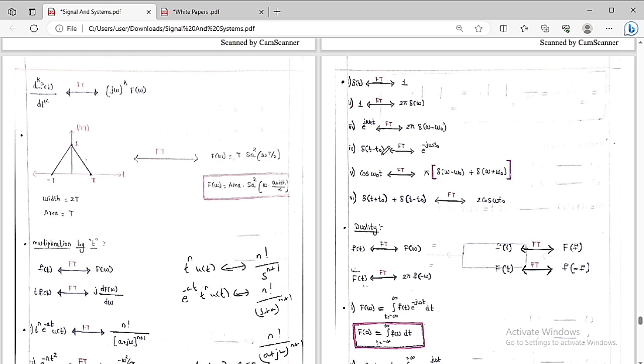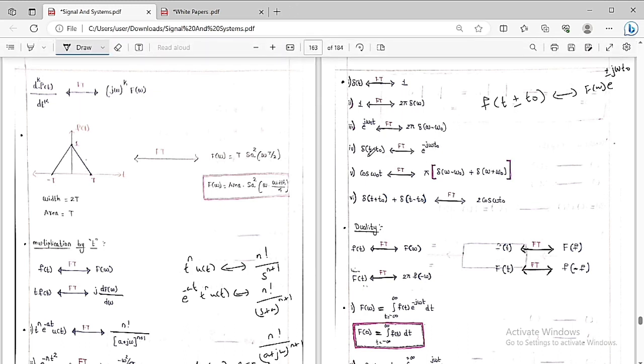And delta of t minus t naught, this we have discussed, right? Time shifting. Here, what will be the formula? I have already told you the formula: for f of t plus or minus t naught, the Fourier transform is f of omega into e to the power of plus or minus j omega t naught. So plus means here plus, minus means here minus. So here minus means you have to keep it minus j omega t naught. And here delta, so f of omega is 1. So 1 into e to the power of minus j omega t naught.